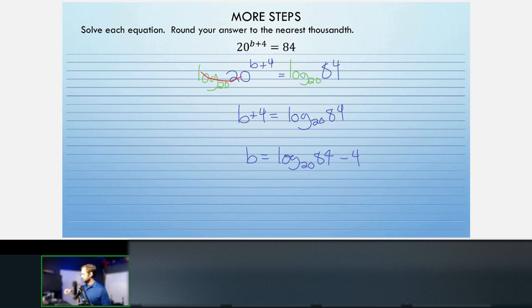All right, so on your Casio model, clear your screen, and the top right button, right below the on button, it's like log base something of log. Hit that button. You hit that one time, and it gives you the log, and it gives you 2 blank boxes. So the first blank box is where the cursor's at. Type in 20. Scroll to the right, and then type in 84, and then scroll to the right again to get outside the log, and then type in -4, and then hit enter.